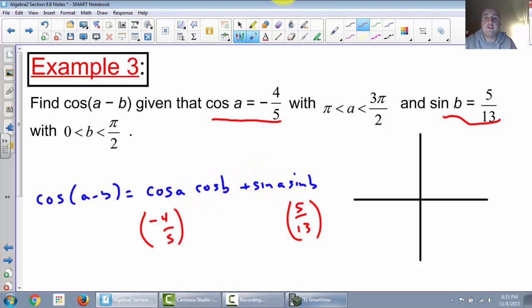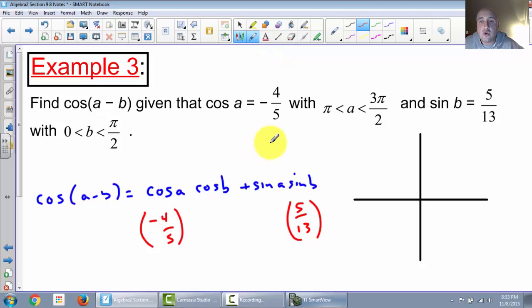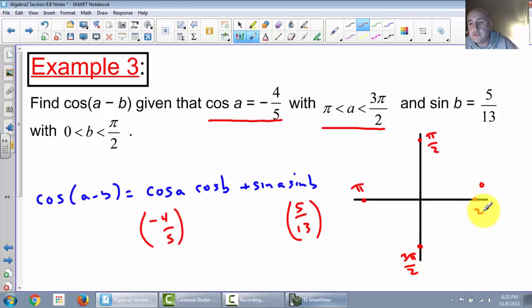Well, if you notice here, what do they show us? They give us some information here. It says that this cosine right here is located in that quadrant. Okay, so let's recall. So we have 0, pi over 2, pi, 3 pi over 2, and then we finish at 2 pi. So this angle right here is located between pi and 3 pi over 2. So here's pi, here's 3 pi over 2. So my triangle is going to be in the third quadrant.